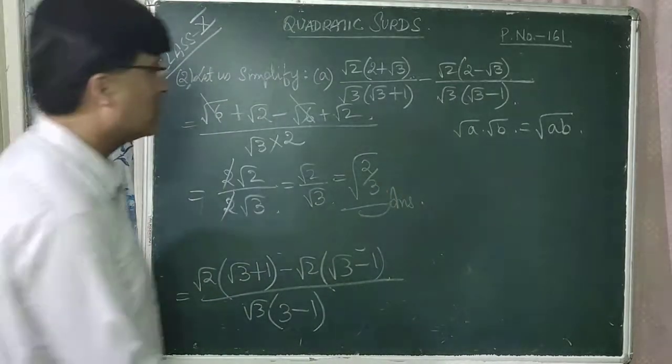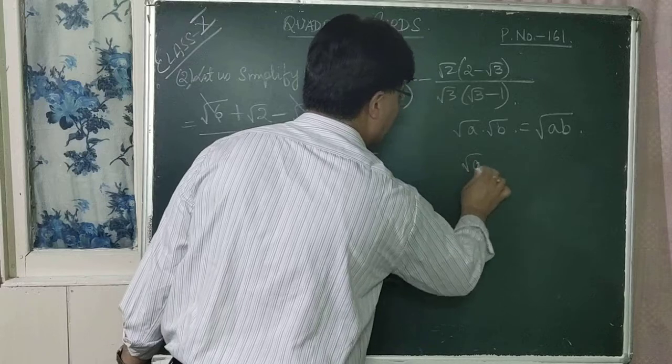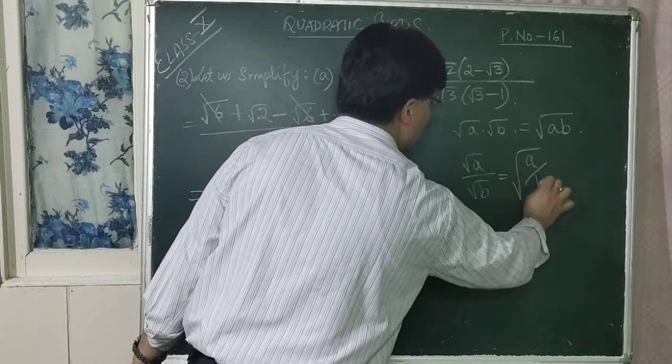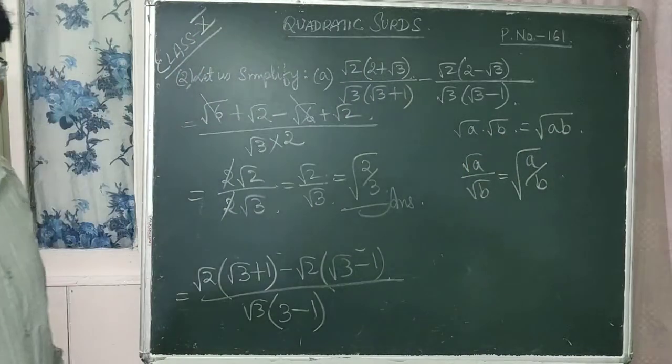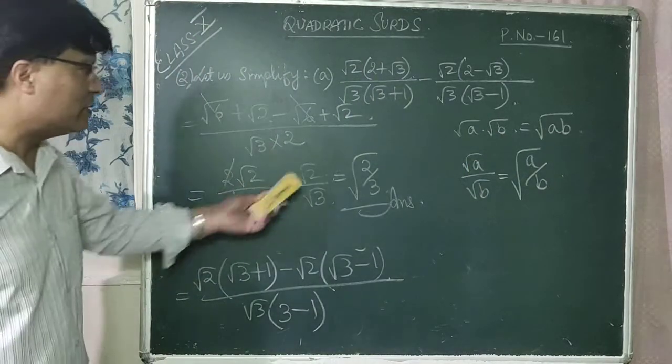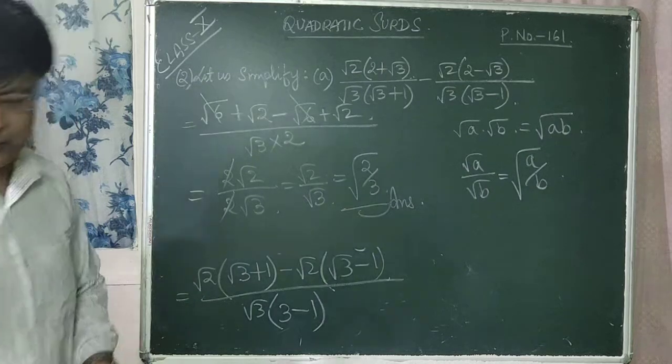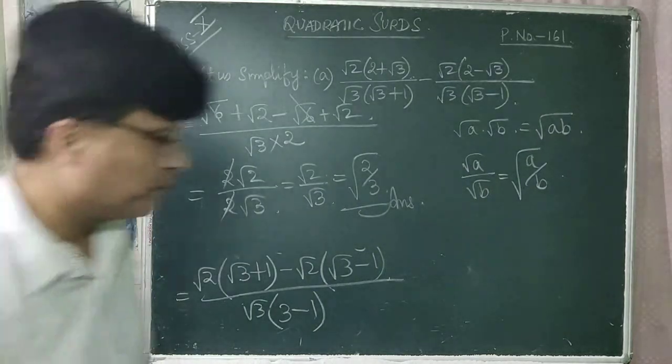Is that clear? If you have root a divided by root b, you can write it within a whole square root. That is square root of a upon b. Is it clear now? So this is the final answer. Understood? So you can copy it. We'll do the next question now.